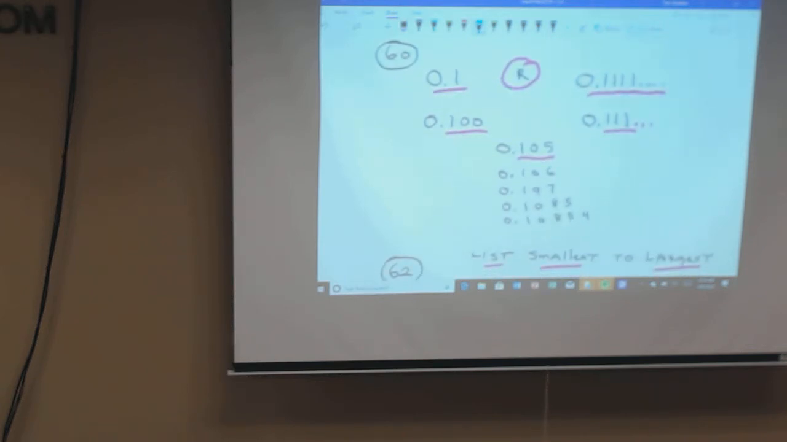Number 60. What am I doing here? Find a rational number between 0.1 and 0.1111 with a line over it. You saw that line over it? So that means that repeats. So this is 0.100 and this is 0.111. So now I've got a bunch of numbers. Since I want a rational number, I go 0.105, 0.106, 0.107, 0.185, 0.165. You understand? I have a whole bunch of them I can plug in between there.